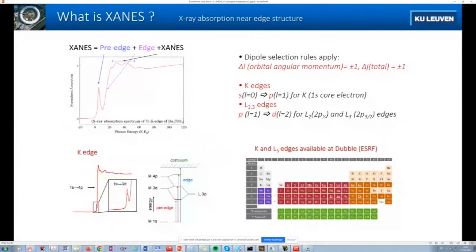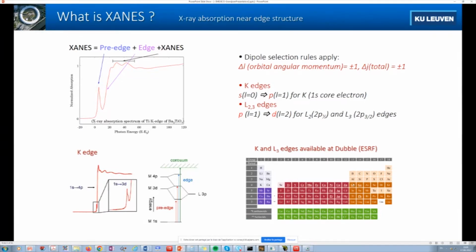So XANES, in general, comprises the pre-edge. Sometimes you have the edge here, and then this is the sort of structure close to the edge. You know the dipole selection rules. So of course, K edges are a transition from S to P, and L3 edges, P to D.